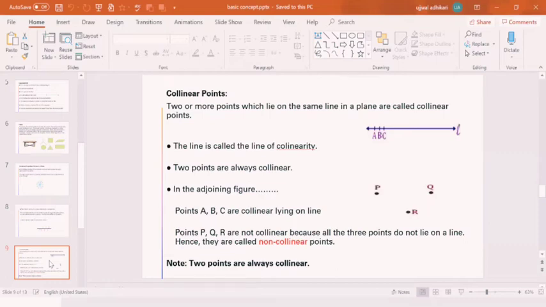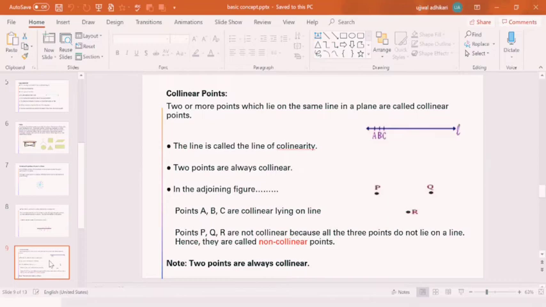Maybe students you are clear on the concept of collinear. At last I'm going to review this concept. If two or more points lie on the same straight line, they are called collinear points. And if more than two points do not lie on the same straight line, they are called non-collinear points. One most important thing is that two points are always collinear.